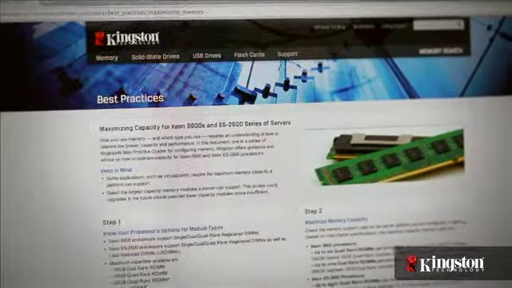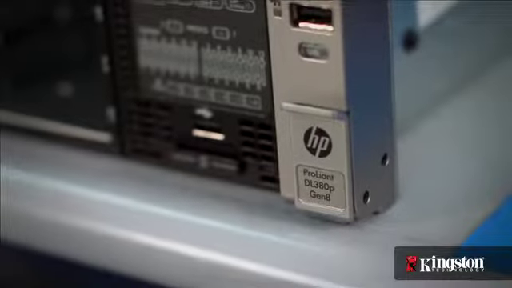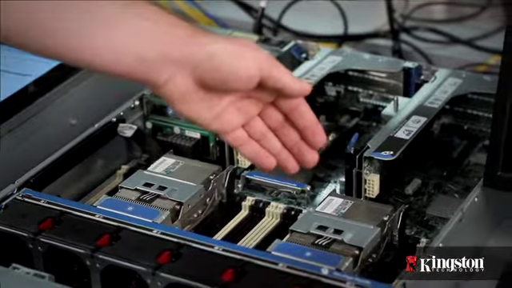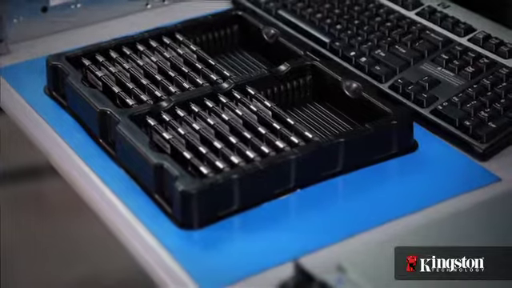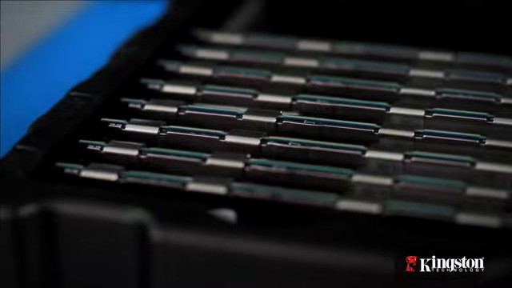For more options or for more information, please refer to Kingston's website where you can read the white paper entitled Maximizing Your Memory. Our goal will be to achieve 512 gigabytes of system memory. We'll be using an HP ProLiant DL380P Gen 8 with two Xeon E5 processors and 16 of Kingston's 32 gigabyte DDR3 registered quad-rank DIMMs. Before we start, it's important to know a few things about your specific server.